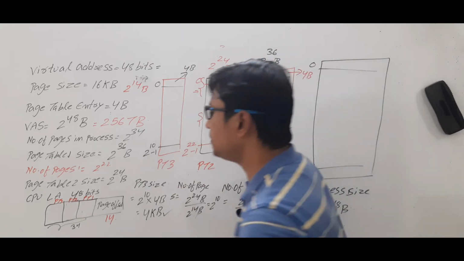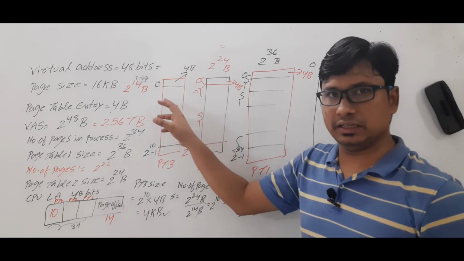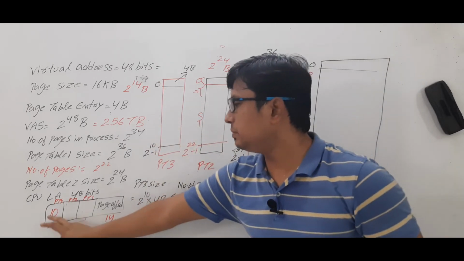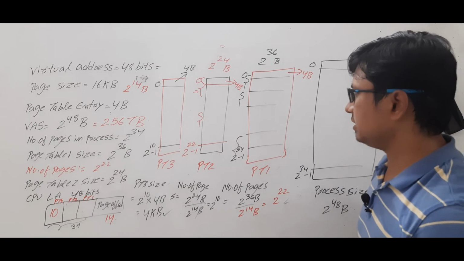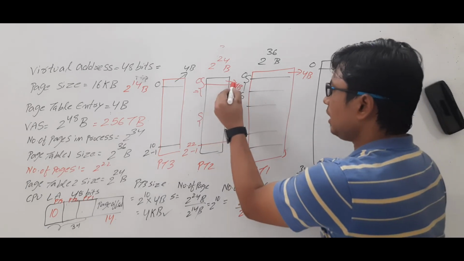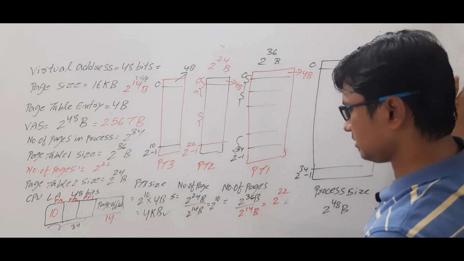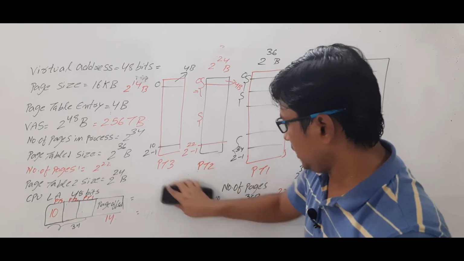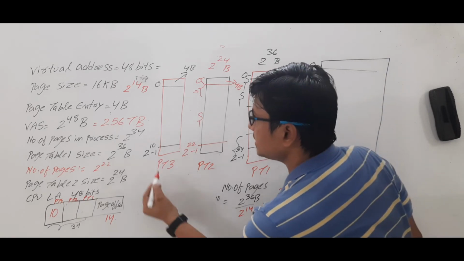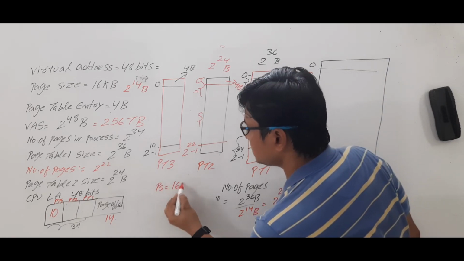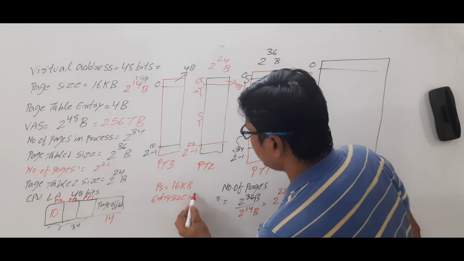So you need 10 bits to represent one of the pages. See, you have 2 power 10 pages, so 10 bits are required to represent one of the pages. Is it clear? Now look here. Your one entry size is 4 bytes, but the page size is how much? The page size is 16 KB. If your page size is 16 KB, your one entry size is 4 bytes.